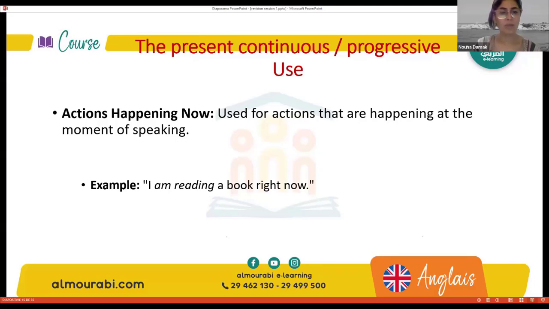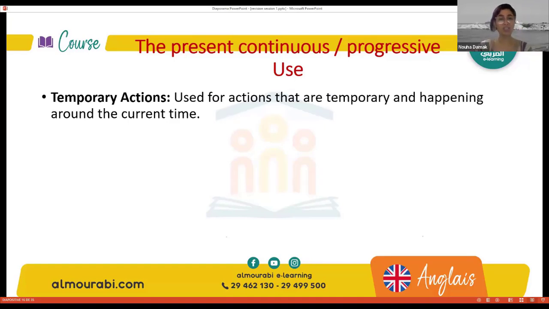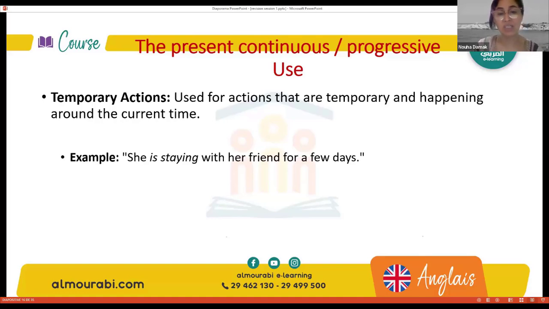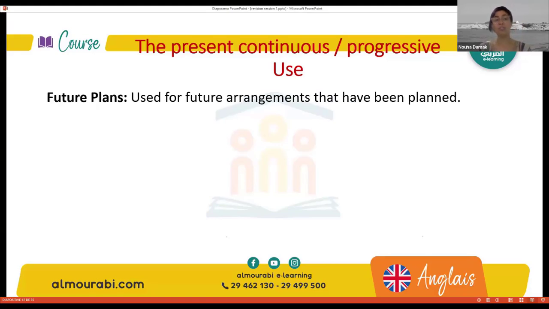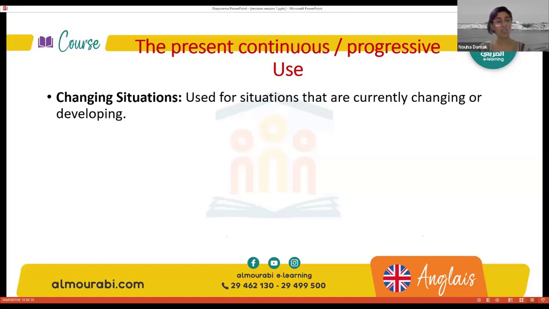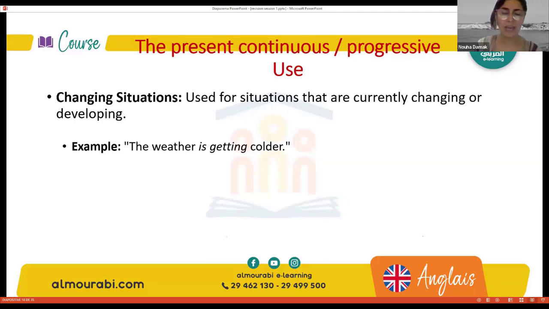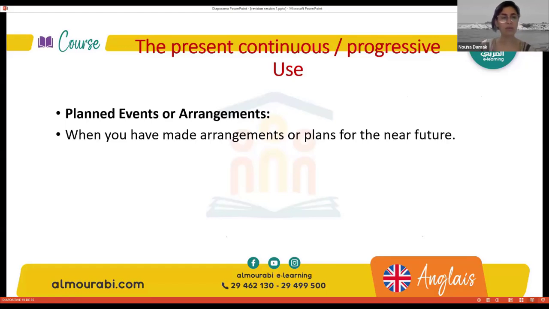Okay. I am reading a book right now, and I gave you other examples. Temporary actions: used for actions that are temporary and happening around the current time. She is staying with her friend for a few days. Future plans. That's maybe new for you, but when we have arrangements, when we are planning arrangements, here we can use the present progressive. We are meeting them tomorrow. Changing situations: used for situations that are currently changing or developing. The weather is getting colder, and you may notice this, like we say in Arabic. So the same for planned events or arrangements.